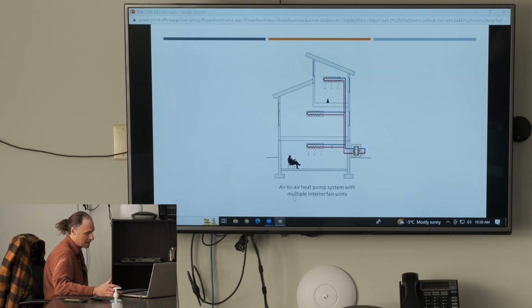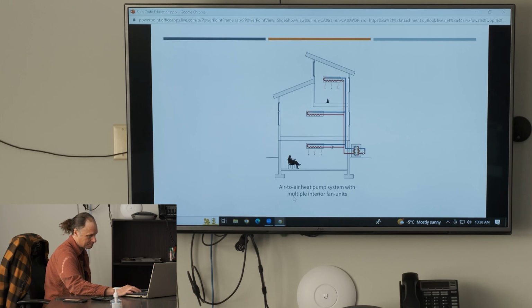So here you have an example of an air-to-air heat pump system with multiple interior fan units. So that would be a mini split or a ductless system.